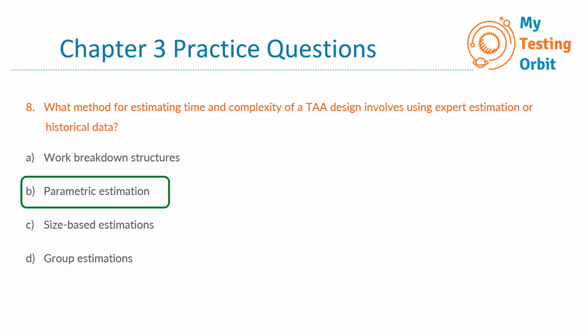So parametric estimation involves using expert estimation or historical data to estimate time and complexity. It is a method that relies on parameters and relationships derived from past projects to make estimates.